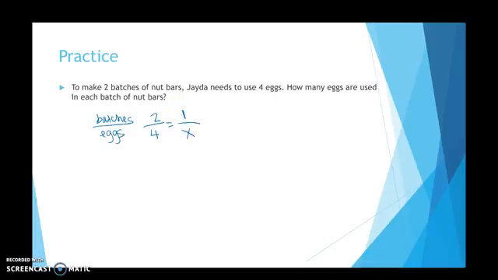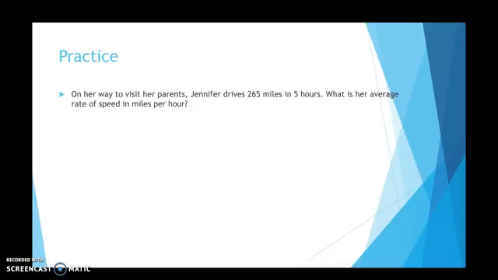So technically speaking, we should have the total or the batches on the bottom. But since we're doing a proportion, it's okay either way, as long as we're consistent. So now I'm going to do my cross product. So 2x equals 1 times 4. Divide both sides by 2 so that I can get x by itself. So x is 2.